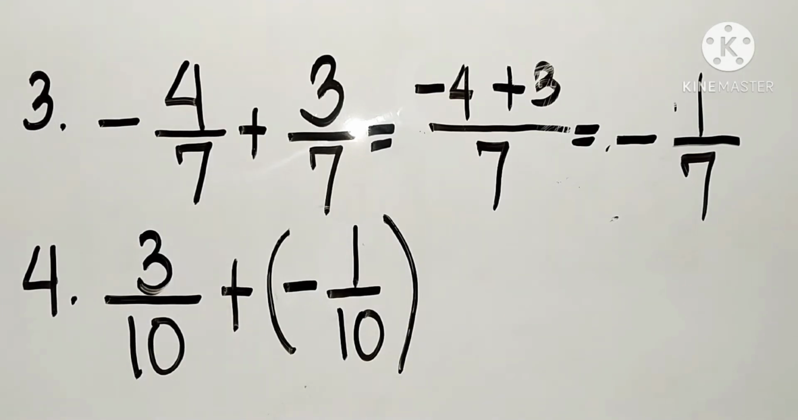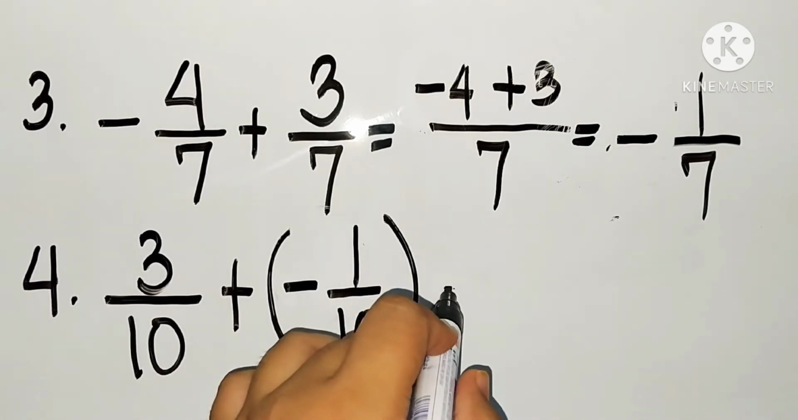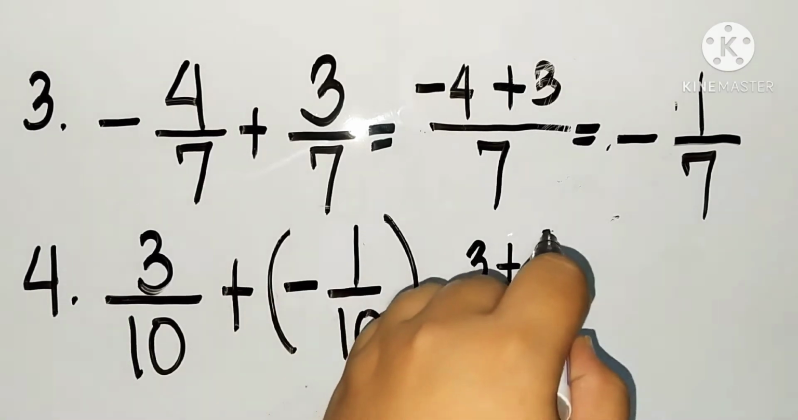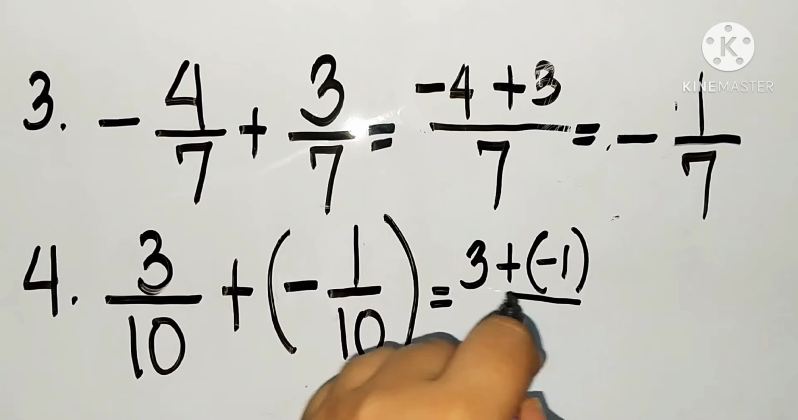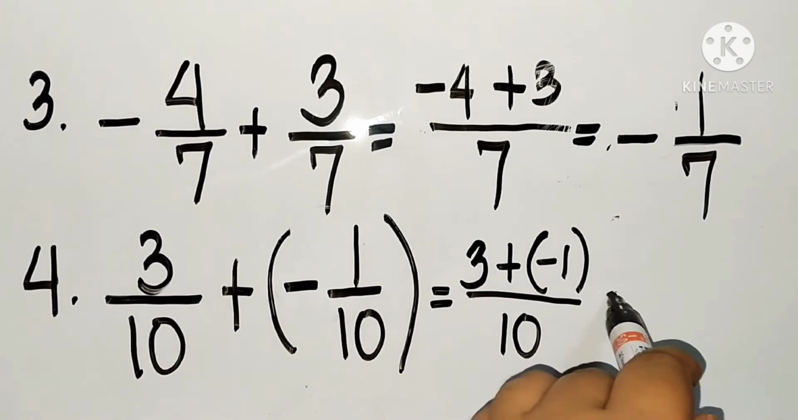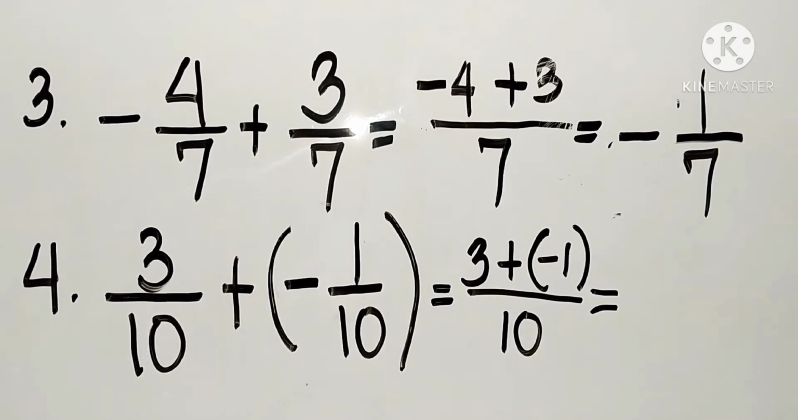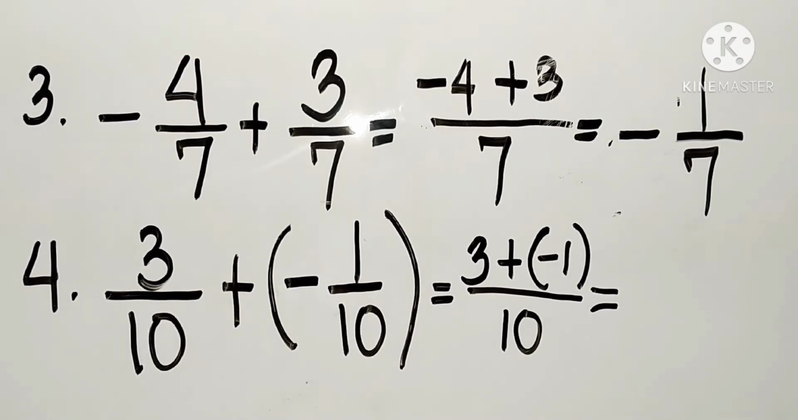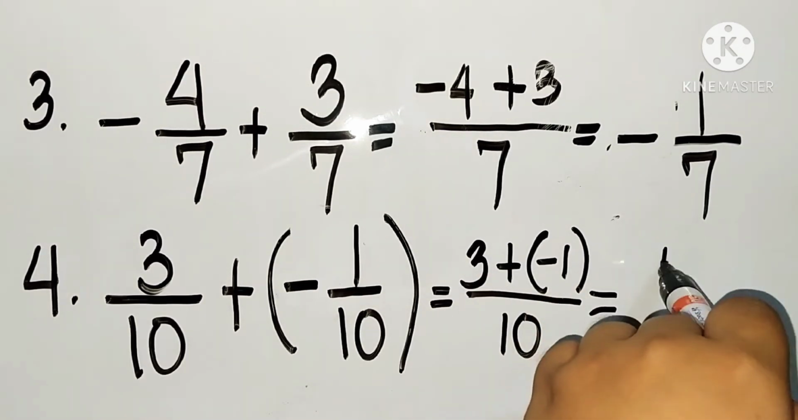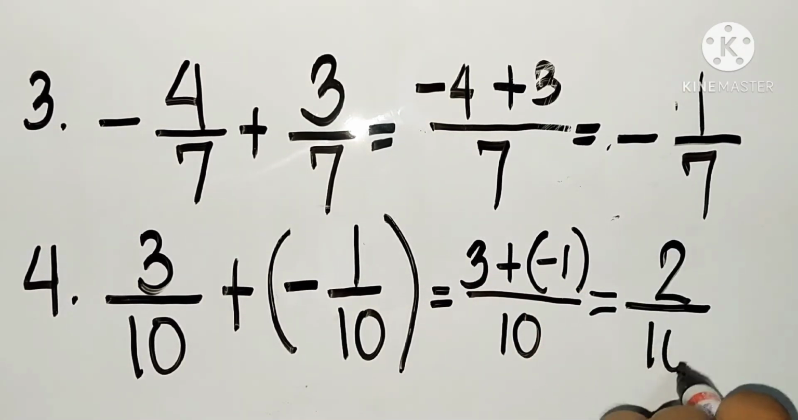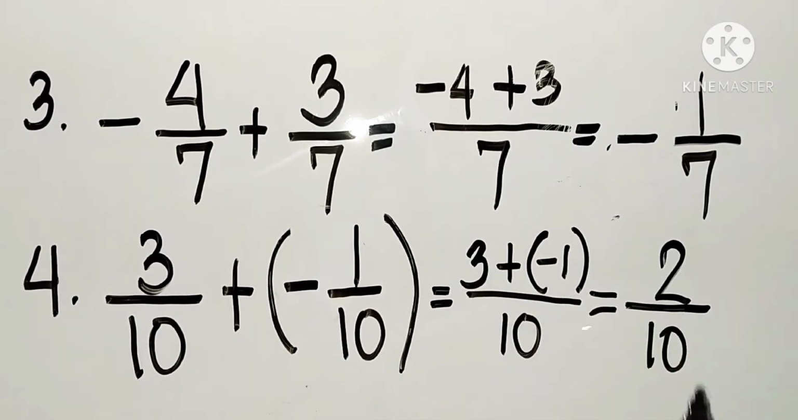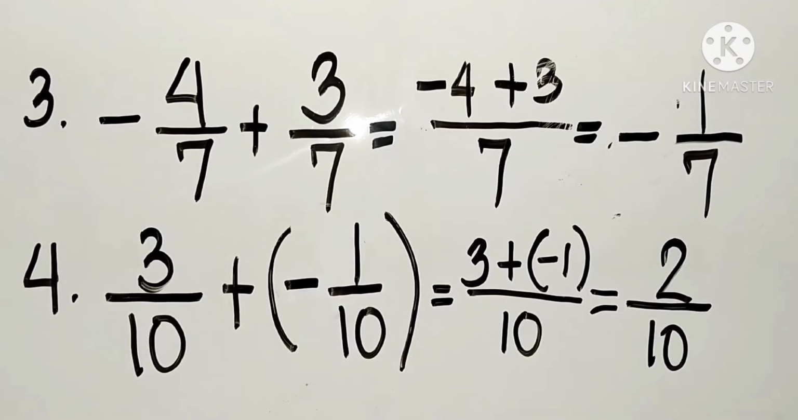Number 4, ganun din yung mangyayari. Una, add the numerator. So, 3 plus negative 1. Then, copy the denominator, 10. Since pareha naman sila. And then, follow the rules in adding integers. So, sa case na to, magkaiba ulit sila ng sign. Kaya, magsasubtract tayo ng number. So, 3 minus 1, that is 2 over 10. Copy the sign of the bigger number. Since mas malaki si 3 at siya ay positive, so therefore, ang sagot natin ay positive 2 over 10.